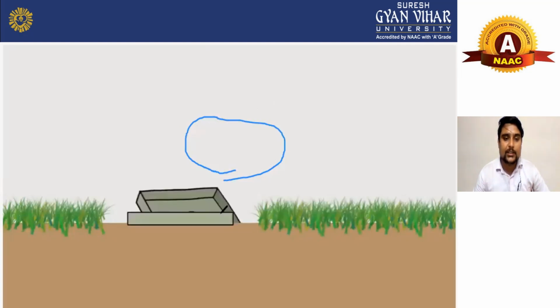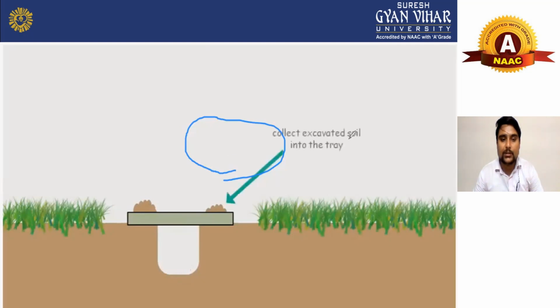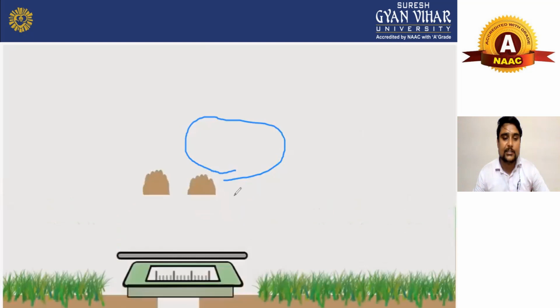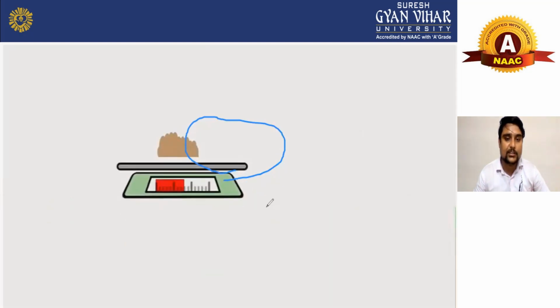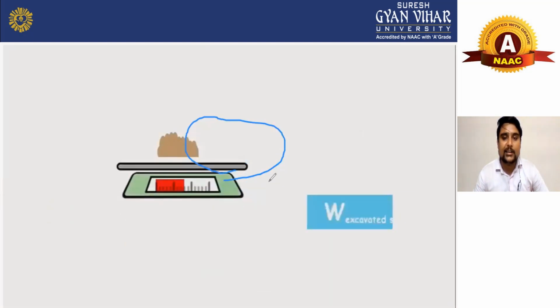Now we also have to take the sample from the ground. As you can see, this is your ground, and we are doing it. We are making a hole like this, and what we have to do is take this soil sample, and we have to also keep it in the tray, and then we have to also weigh it, and we will also mark this as W excavated soil.